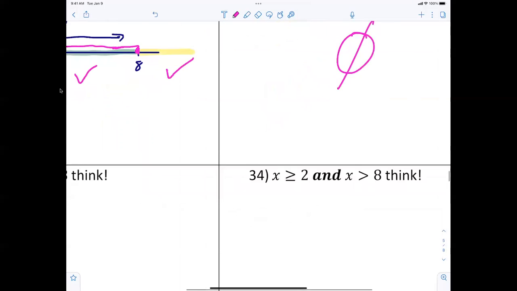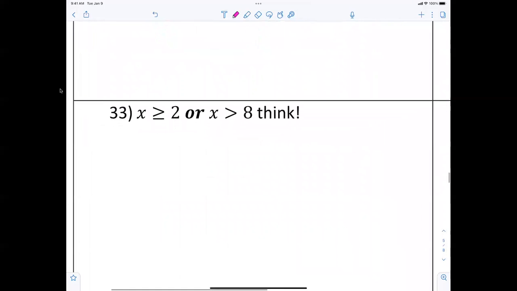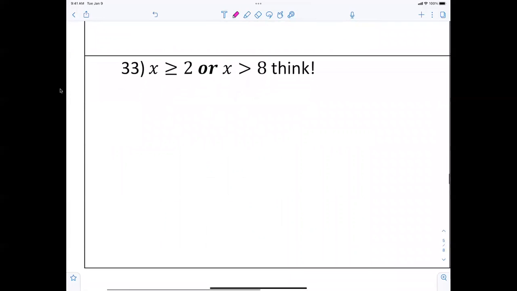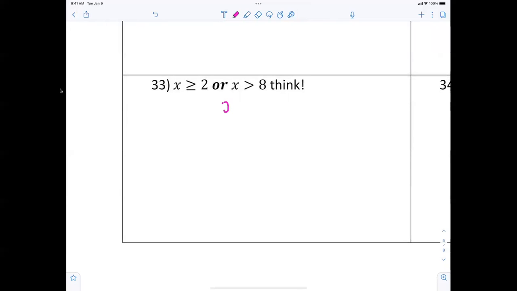All right. Now we're going to think about number 33. Everybody look at 33 themselves. And then what I want Charlotte to do is tell me the answer. 2 to infinity. You are brilliant. You are amazing.